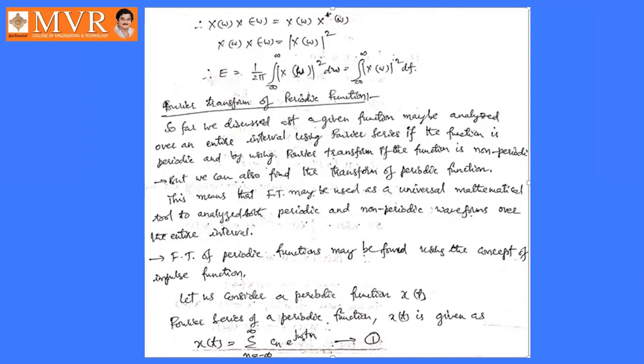Next, we derived the Fourier transform of a periodic function. Actually, Fourier series is for periodic functions and Fourier transform is for non-periodic functions. But here we derived that the Fourier transform may be used as a universal mathematical tool to analyze both periodic and non-periodic functions. Here we take the Fourier series of a periodic function, that is x of t equals sigma n is minus infinity to infinity cn into e power j n omega naught t. That is equation number 1.